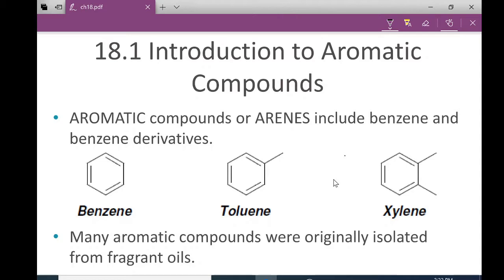So aromatic compounds, or sometimes they're called arenes, include benzene and benzene derivatives. And so benzene is shown here. That's a six-membered ring. It has 6 carbons with alternating single and double bonds. Next we have toluene as an example, which has a methyl group attached to essentially a benzene ring. And then here we have xylene, which has 2 methyl groups attached to a benzene ring. This is ortho-xylene, and we'll talk about that a little bit later on.